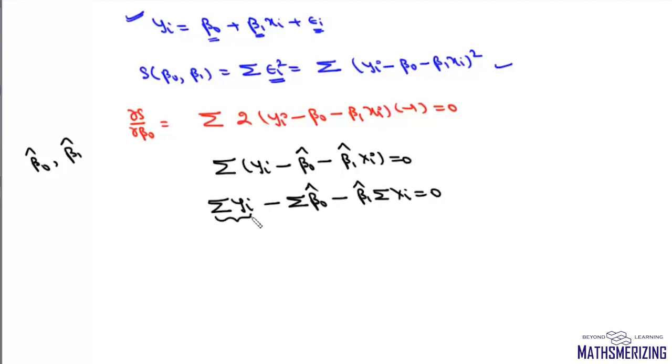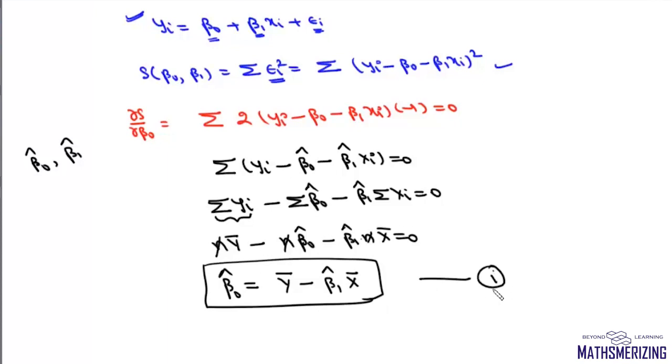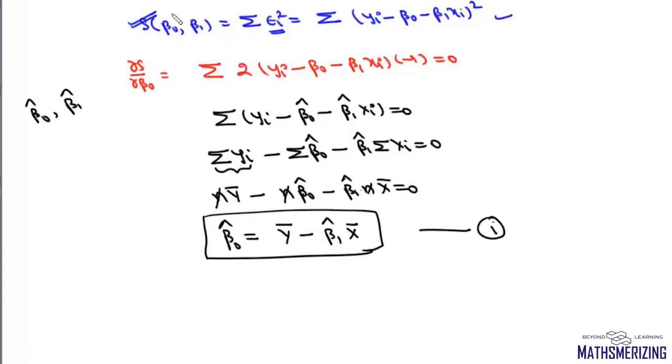Now summation yi is nothing but n into y bar, minus, now beta naught, since it is a constant, we can write this as n into beta naught, minus this is beta 1, and summation x is simply n into x bar, and it will be equal to 0. So we can take this n common. So from here we can say this beta naught cap will be y bar minus beta 1 cap into x bar, and this is our first equation. Now we differentiate this function with respect to beta 1.